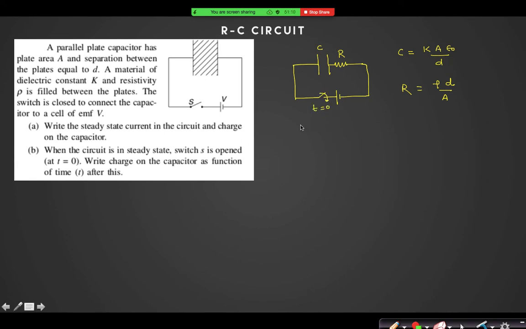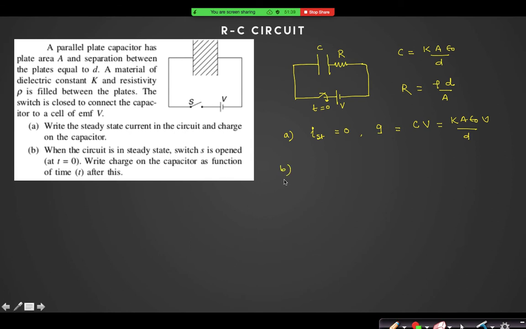Discharging of capacitor concept is direct. So initially charge on the capacitor was 0. This is V. So what is the steady state current? Steady state current is equal to 0. What is steady state charge in the capacitor? Steady state charge in the capacitor is equal to C into V. That is K into A epsilon V by D.